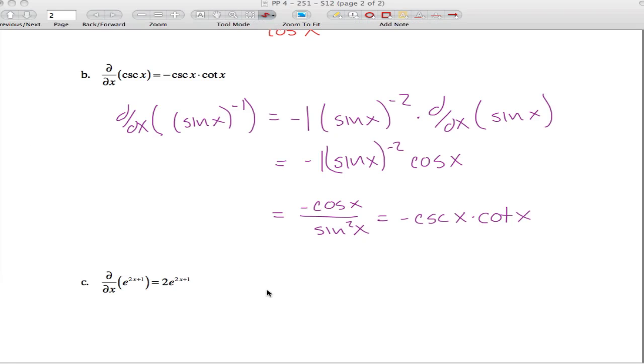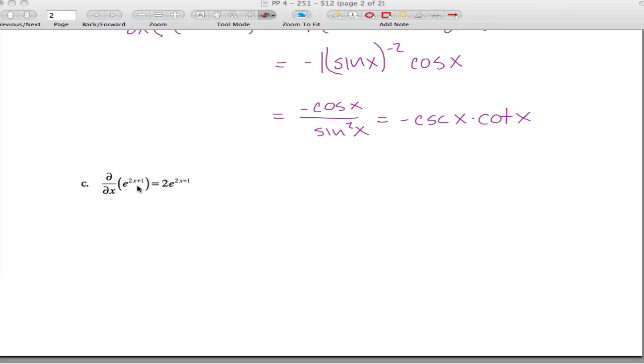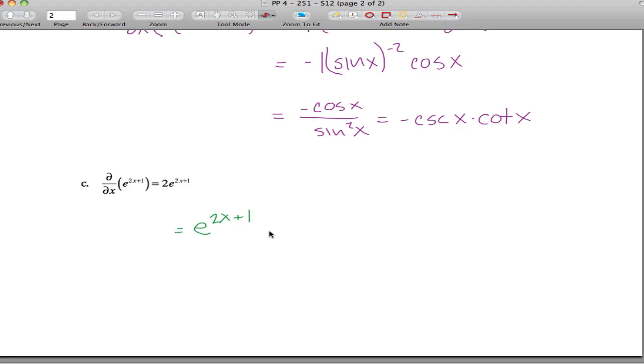And finally, the last one, this guy here. This is the one that's most suited for the chain rule, in my opinion. The derivative of e to the x is just e to the x. So the derivative of e to the 2x plus 1 is e to the 2x plus 1, which takes care of the e to the x function, but we're not done. We still have to multiply by the derivative of the inside function, which is 2x plus 1. The derivative of 2x plus 1 is 2.